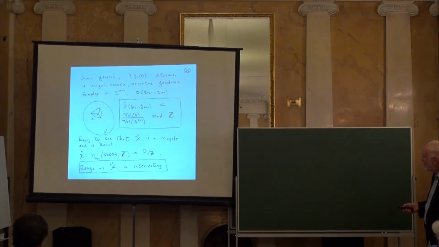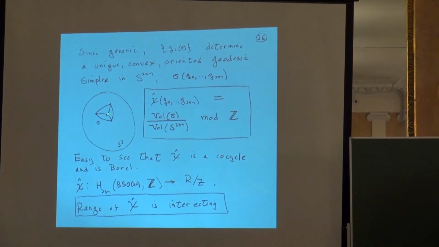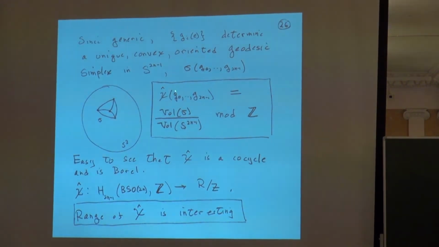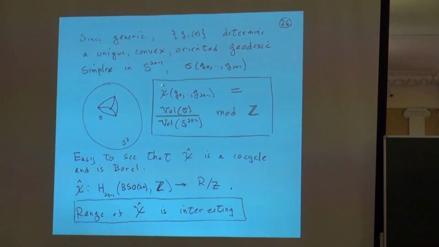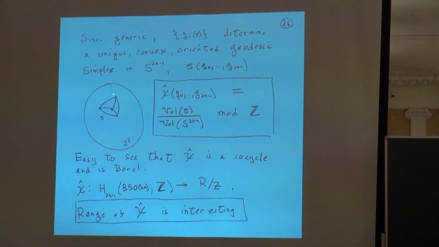There it is. Here's S3, and here's a nice simplex with vertices on these 4 points, which were the movement of these G0, Gn minus 1. And now I claim that the value k hat on any simplex is the volume of this actual geometric simplex, divided by the volume of the sphere modulo z. So it's what fraction of the sphere's volume is represented by that.